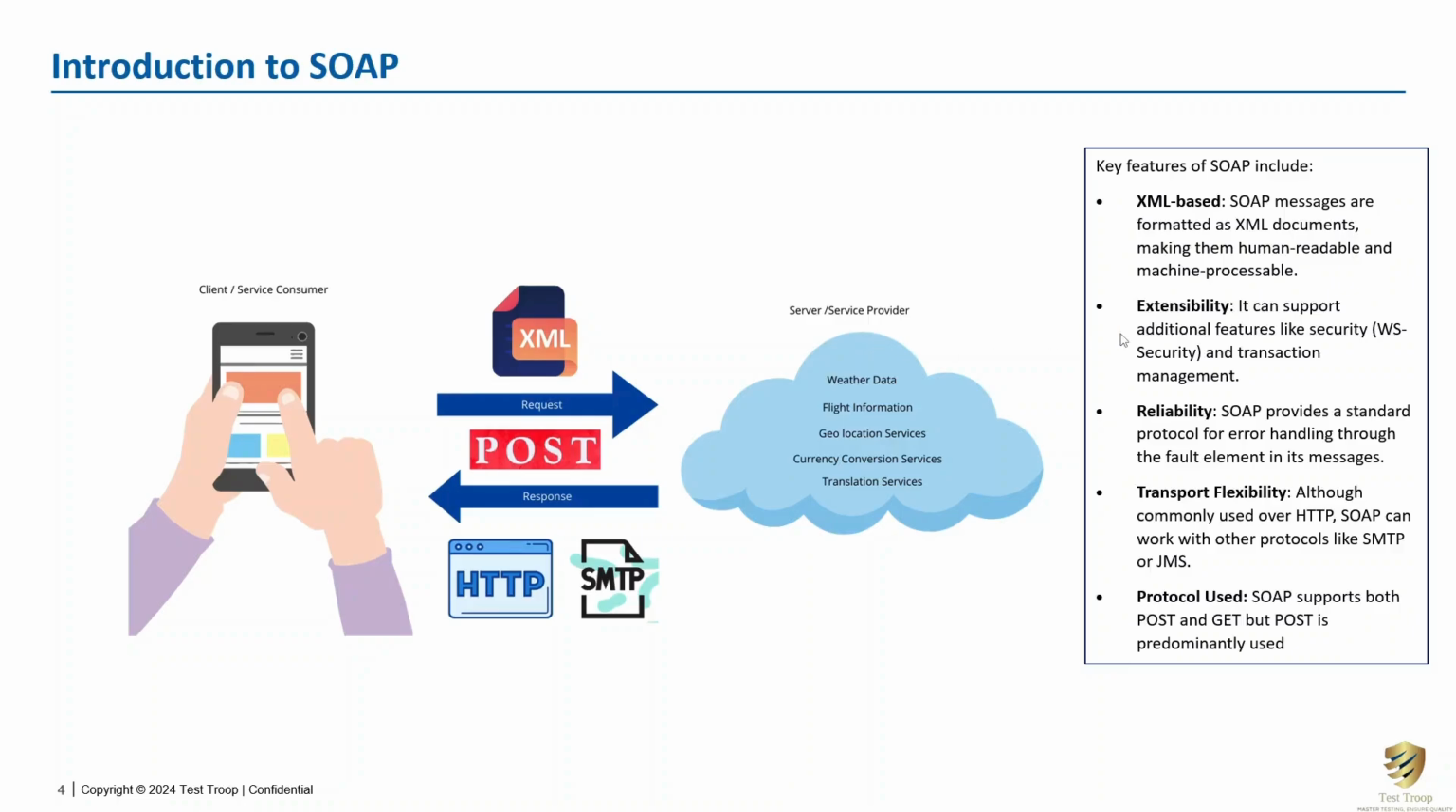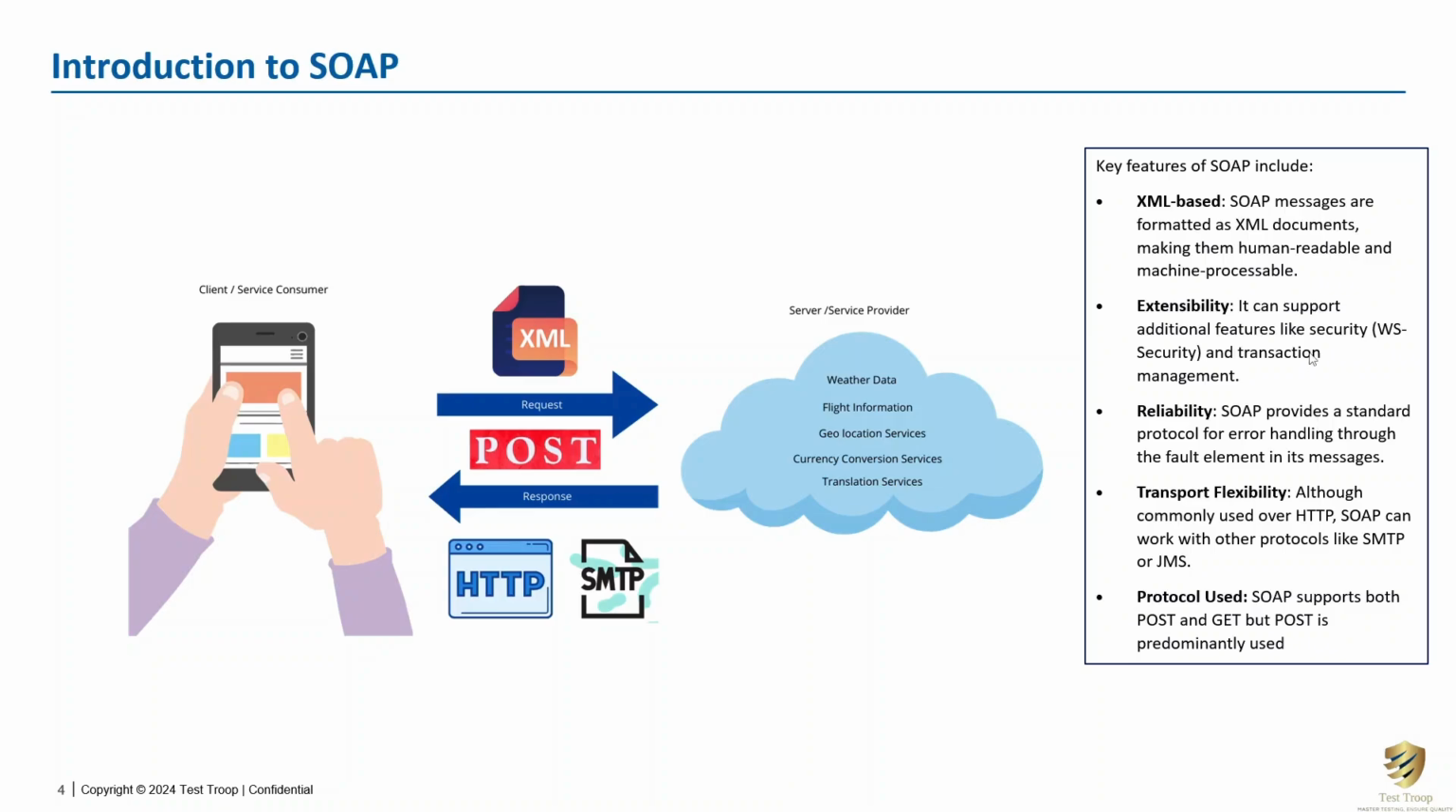Let us try to understand the key features of SOAP. SOAP uses only XML as a data exchange format between the two systems, unlike REST, which supports many other formats like JSON, text, HTML, XML. In case of SOAP, the communication between the two systems, that is client and server, is highly secured because it implements additional security features.